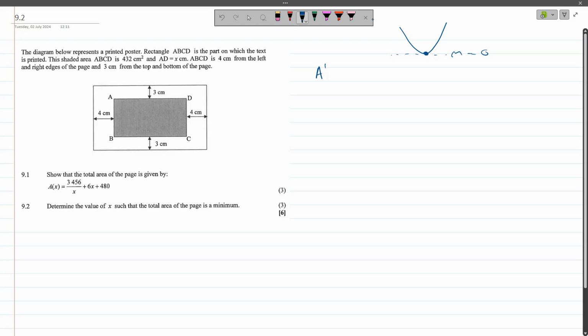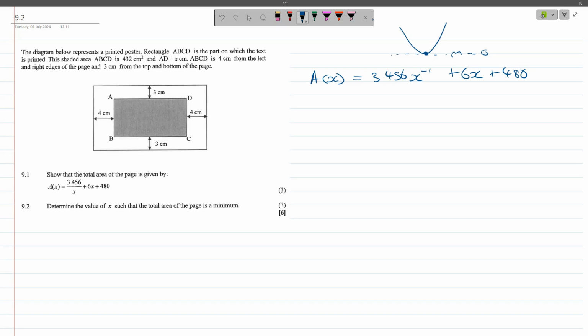So what we're going to look for is the first derivative of this function. And before we do that, we need to write it in such a way that we can get the derivative. So 3456 x to the power of minus 1 plus 6x plus 480. So if we get the first derivative of this, this will be 3456 over x squared, because it's going to be minus 2 plus 6, like that. Now we want to equate this to 0.